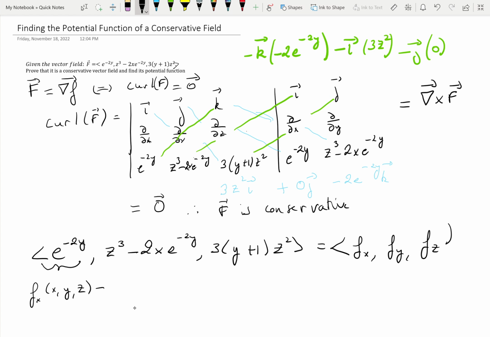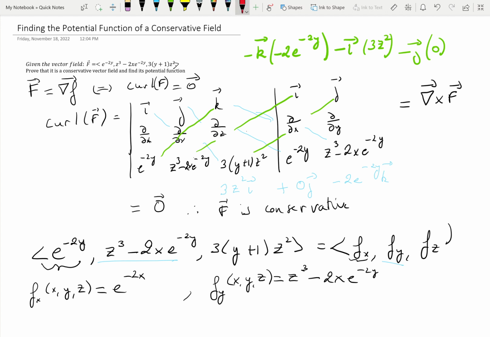So that means this equals the partial with respect to x. And so, right, those are equal. And this means this and this are equal, so that means that the partial with respect to y of that potential function, which we know exists, is equal to z cubed minus 2x e to the negative 2y.